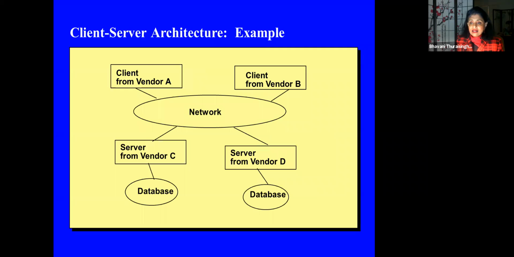So then the client-server example is that the whole idea here is that you have any client accessing any databases through the network. So you have a client from vendor A, a client from vendor B, the network, a vendor C server, a vendor D server.